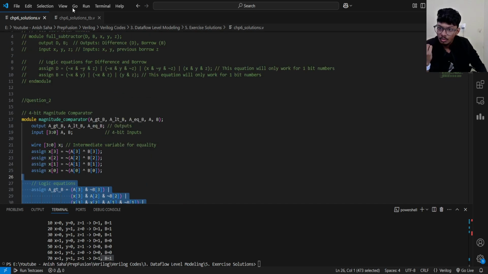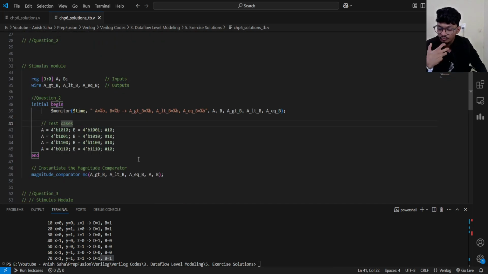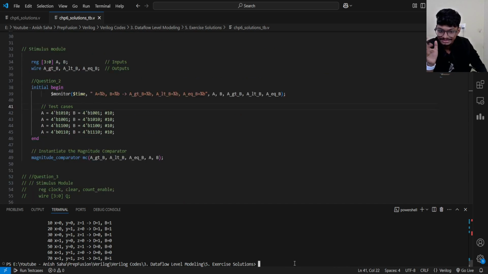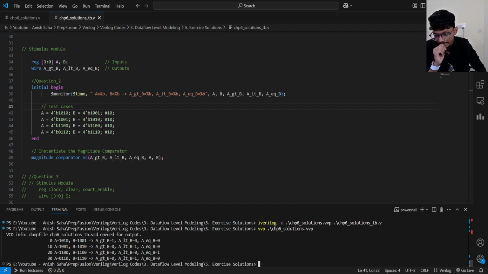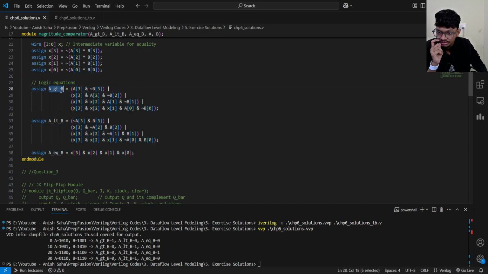Now let us run the code and check whether whatever we have coded is correct or not. So I will do iverilog, then vvp. Let's see. First at time 0, my A is 1010, B is 0101. So what am I expecting? I am expecting A to be greater than B. Why? Because the first two bits are same, but this bit is higher than the third bit of B, right? So of course A will be greater than B, which is correct. A greater than B is high, it is 1. Only when A is greater than B will this be high.